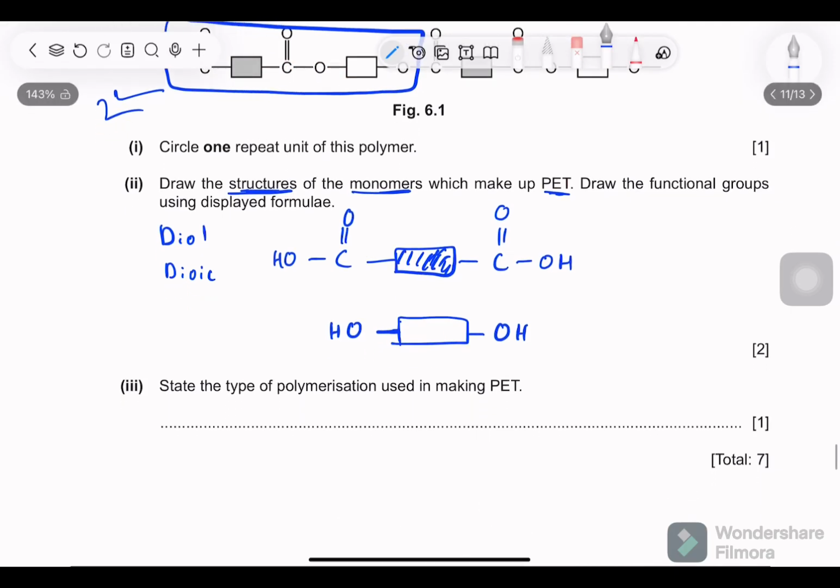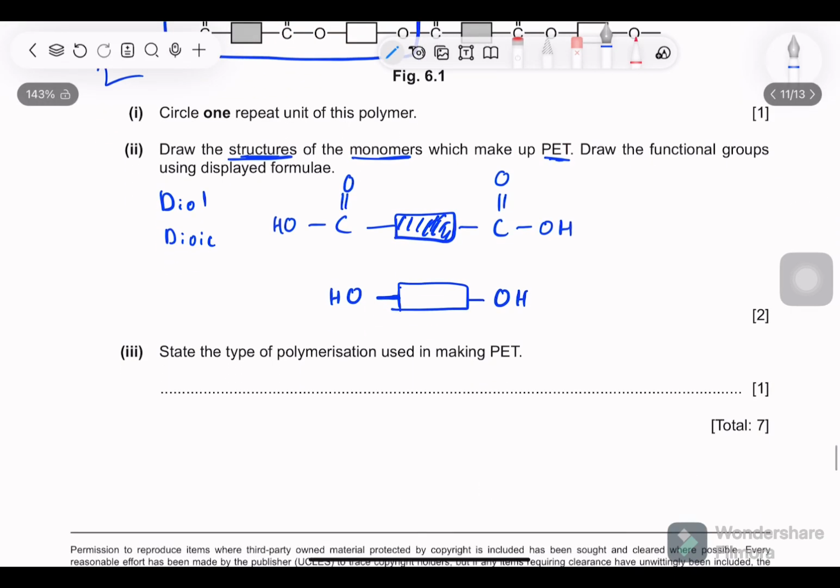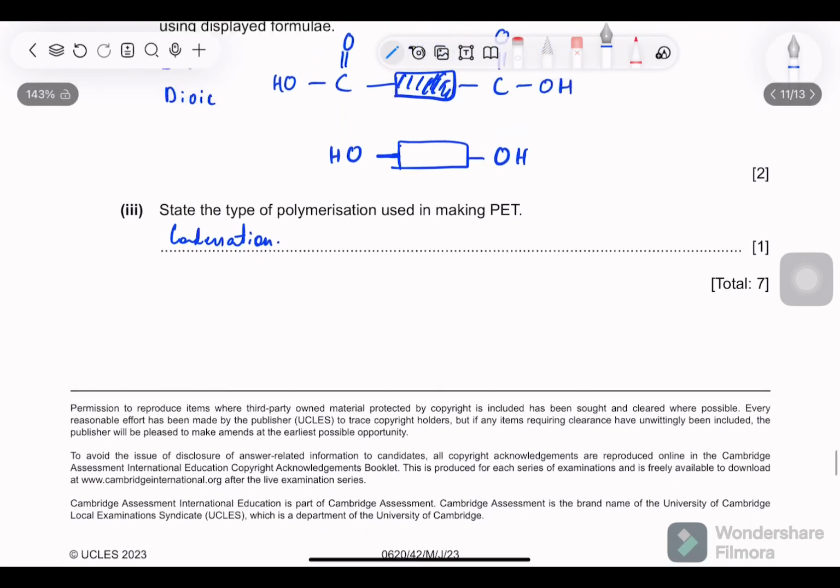Now state the type of polymerization used in making PET. We know that when water is formed or eliminated, this is condensation. When no molecule is formed and a double bond is broken, it is always addition, which occurs in alkenes. So this is it.